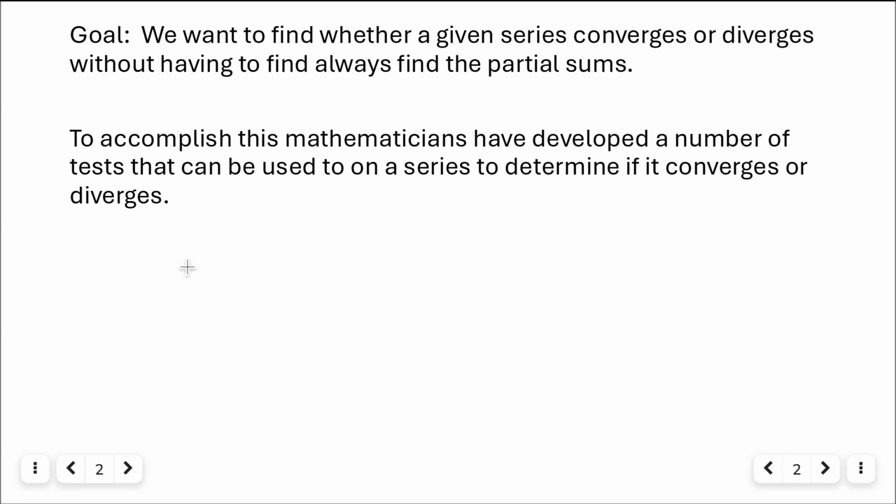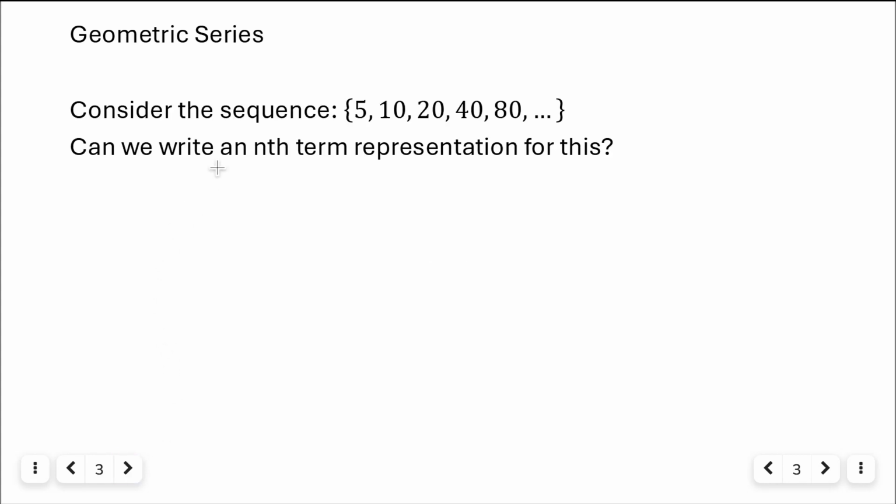So what mathematicians have done is develop a number of tests that can be used on a series to determine whether it converges or diverges. Today, in this video, we're going to begin looking at these tests. The first test that we're going to be talking about today is the geometric series test. So, a geometric series. Here is a sequence: 5, 10, 20, 40, 80. Could we write an nth term representation for this series?